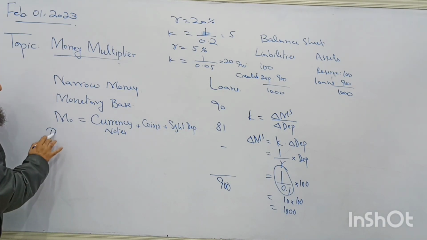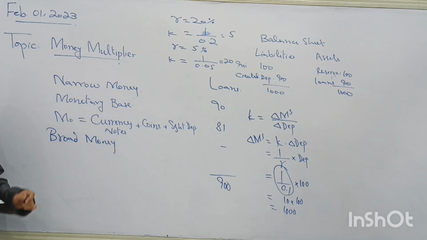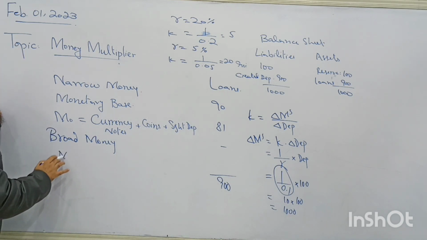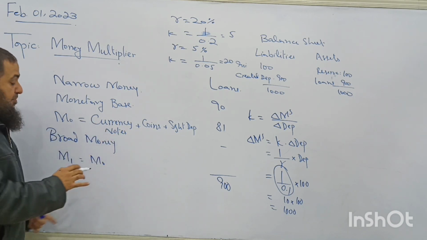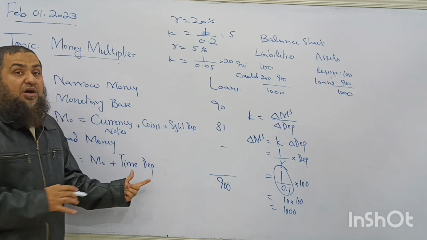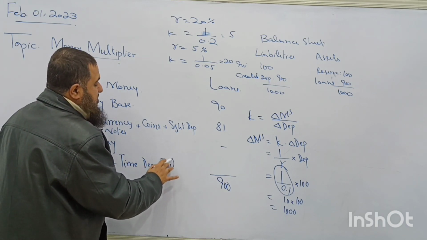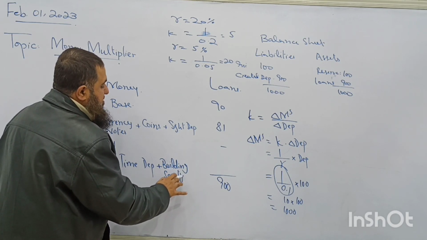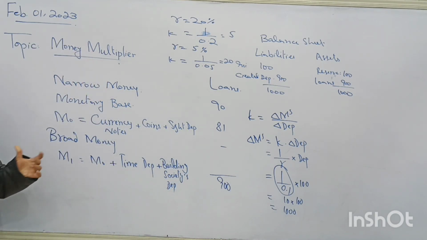Now what is broad money? Do you know broad money? Now it will perform the function of store of value. Like, now this is called broad money, you can say it is M1. It is M0, narrow money, plus time deposits. Do you know what are the time deposits? The long-term saving accounts, plus building societies deposits. What do you mean by these things? This is called broad money.